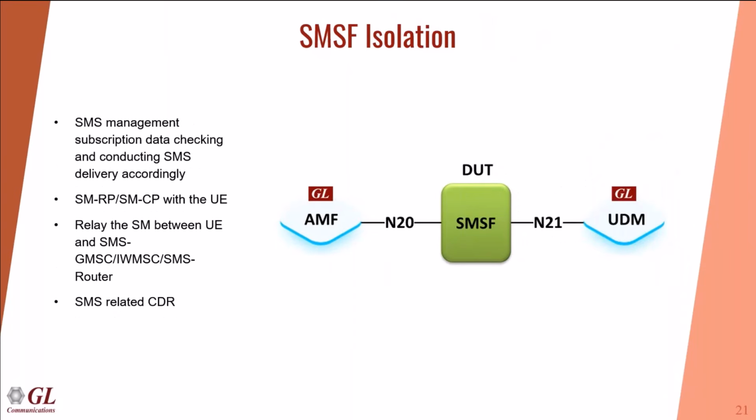Yeah, this is an example of the SMSF isolation. This one will help in testing the SMS over NAS case, where AMF can generate SMS over NAS on the N20 interface, and SMSF can retrieve the subscriber information from the UDM for the SMS subscription. And SMSF can forward the received MO SMS to the destination SMS via the same AMF. That can be tested using this combination.